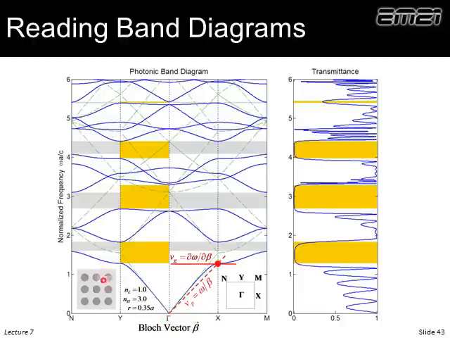Now, if I take this same lattice and I average the refractive index and just make it a homogeneous lattice with the average refractive index, and then calculate the bands, those are the dashed green lines. So very often we'll call those the light lines. Now notice, very, very close to gamma. Remember, gamma is at the center of the Brillouin zone.